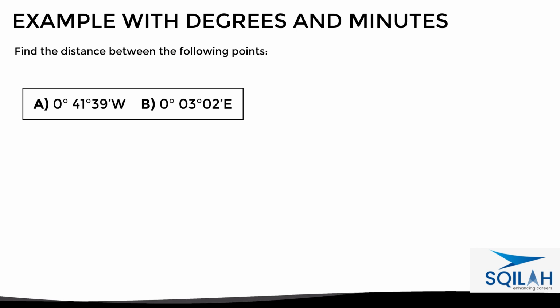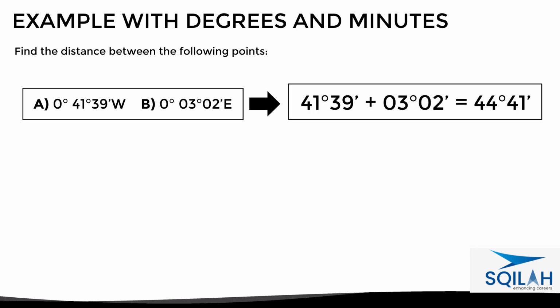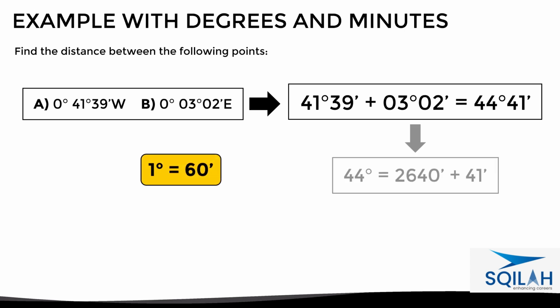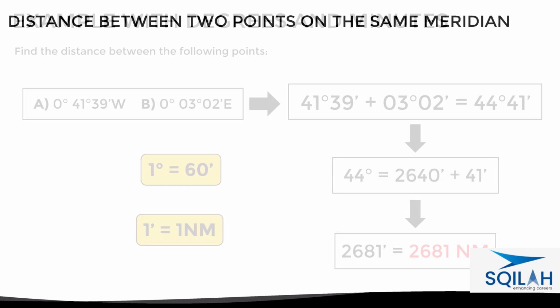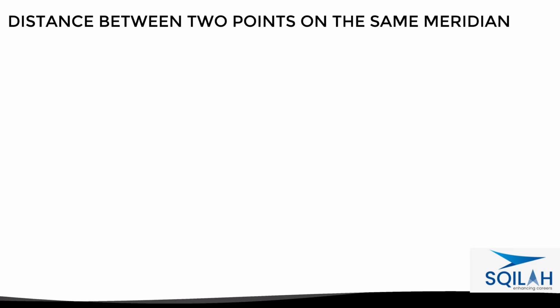Now let's see another example, but now with degrees and minutes. In this case, these points are both at the equator. And since they are in different hemispheres, we have to add the longitudes to obtain the difference in longitude, which in this case is 44 degrees and 41 minutes. Now, since each degree equals 60 minutes, if we convert 44 degrees to minutes, the result will be 2,640 minutes plus the remaining 41 minutes. This way, since each minute equals 1 nautical mile at the equator, the distance between both points is 2,681 nautical miles.